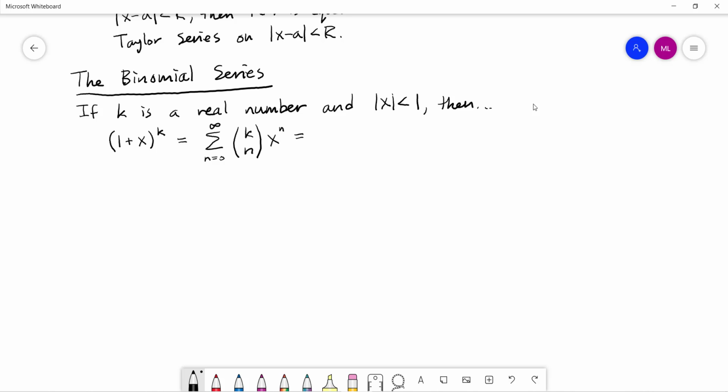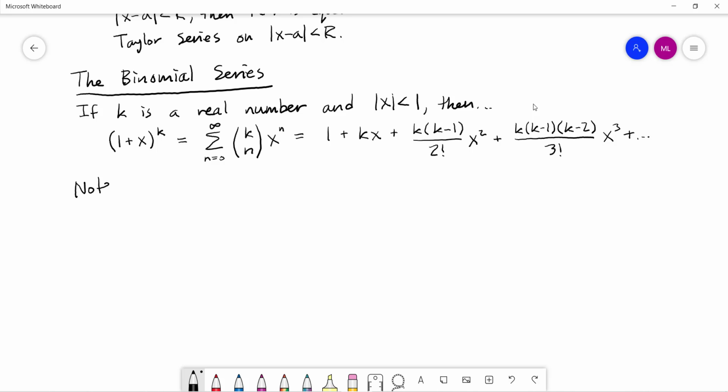And what it looks like is 1 plus kx plus k times k minus 1 over 2 factorial times x squared plus k times k minus 1 times k minus 2 over 3 factorial times x cubed plus dot dot dot.